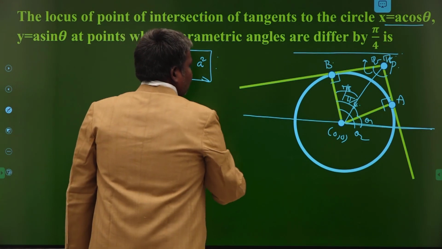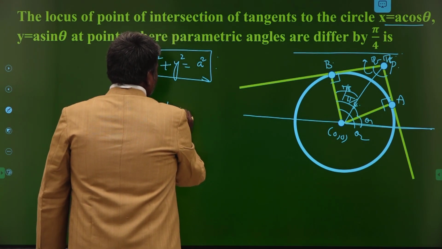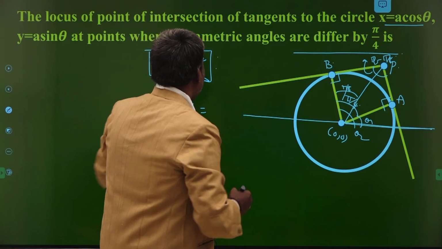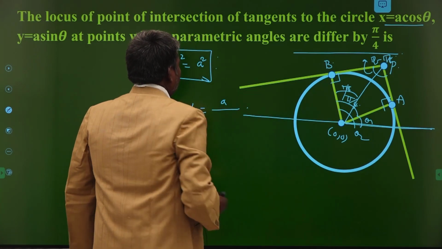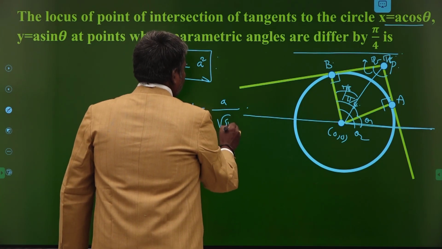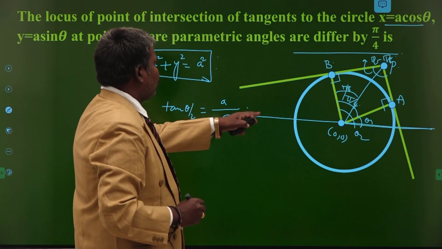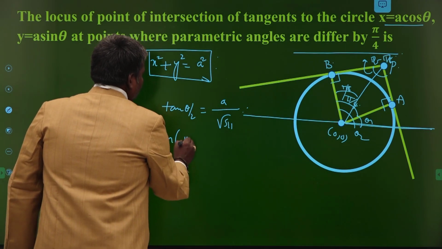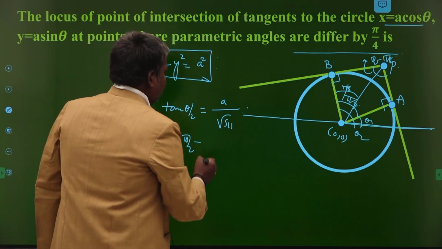Now, from that, tan theta by 2 is nothing but r by root s11. What is the radius of the circle now? A. Tan theta by 2 is equal to r by root s11. Here theta by 2 is what now? Tan of pi by 2 minus pi by 8.